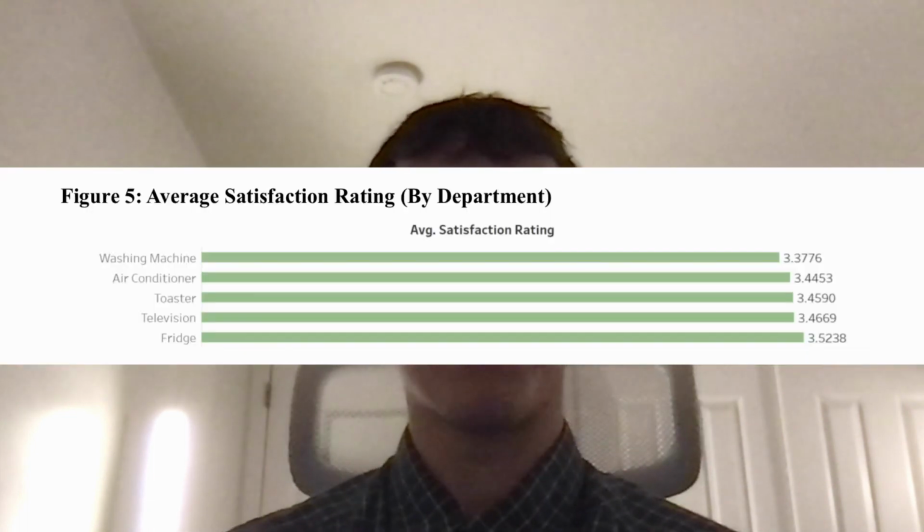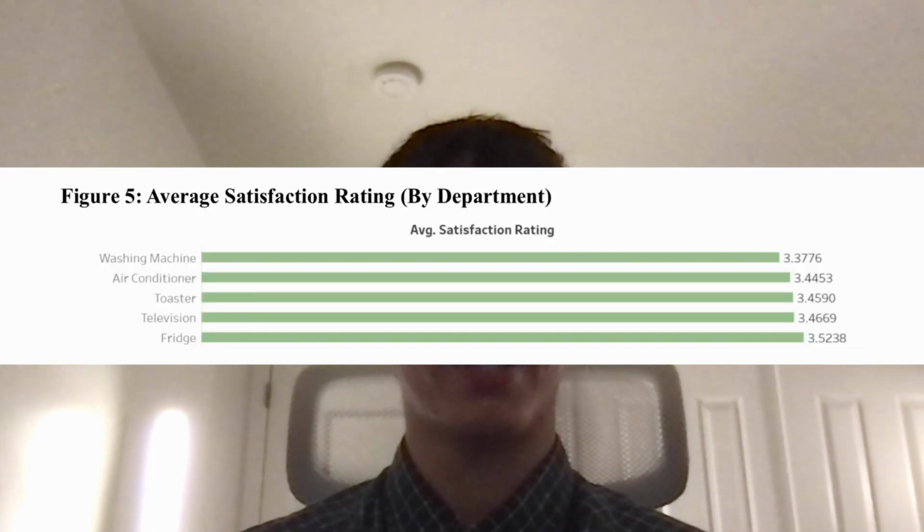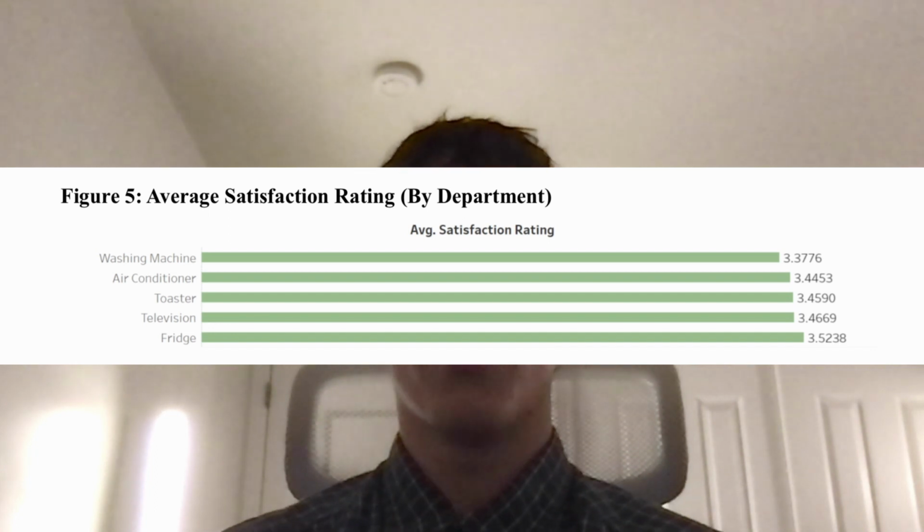Figure 5 displays the average customer satisfaction rating by department. So we can see that the fridge department stands out with the highest rating. This is suggesting valuable lessons for other departments that could lead to overall improvement. This will improve the company and customer satisfaction as a whole. So maybe some upper management in the fridge department could talk to the managers in the other departments and recommend some things that they're doing in order to have the satisfaction rates go high.